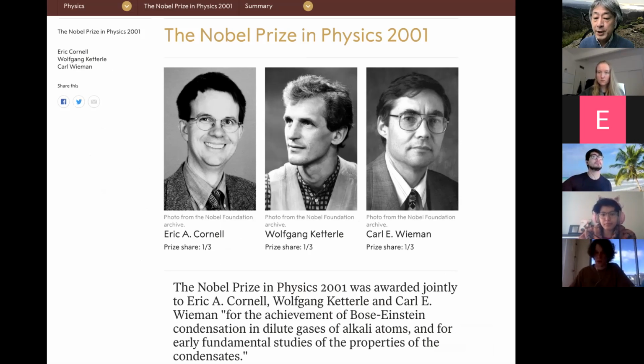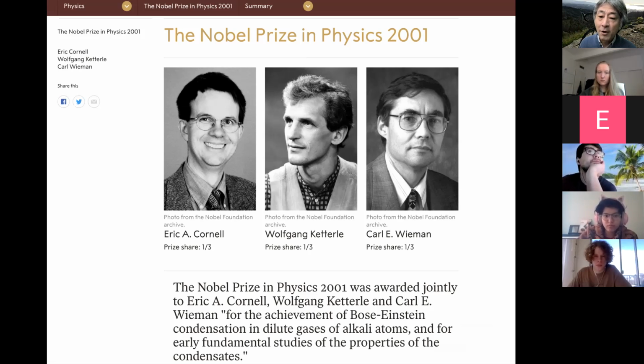This work earned Nobel Prizes for Eric Cornell, Wolfgang Ketterle and Carl Wieman. I mixed up the names earlier; I said Eric Wieman, which was wrong. So Eric Cornell and Carl Wieman worked at Colorado, and Wolfgang Ketterle was at MIT.